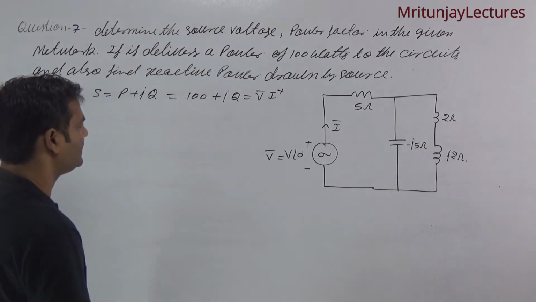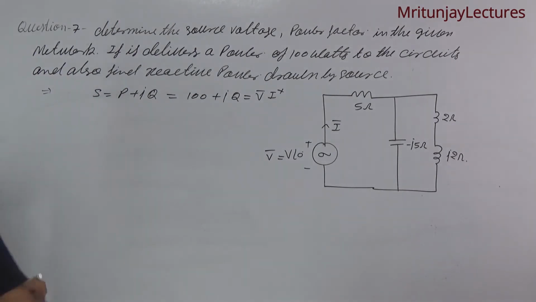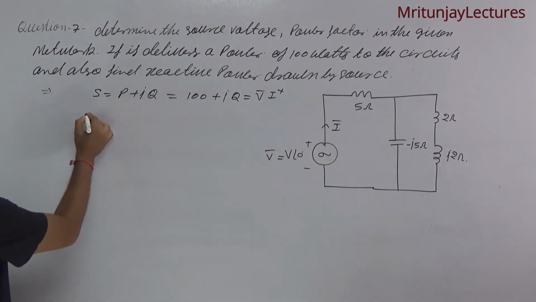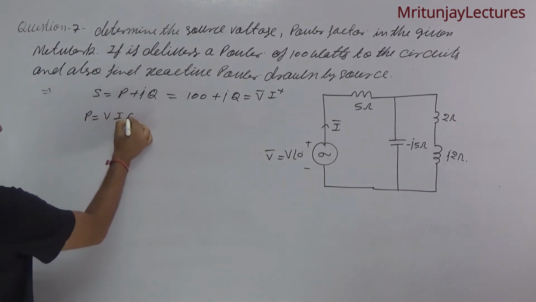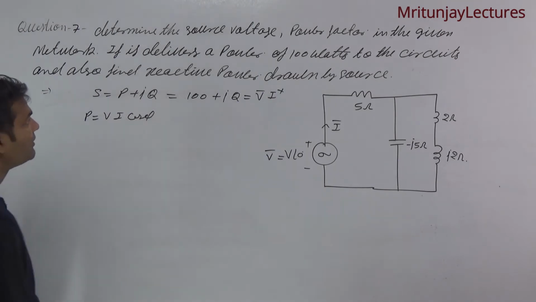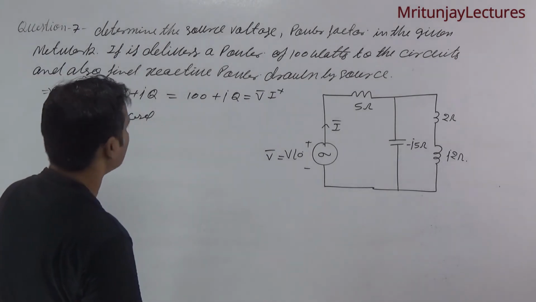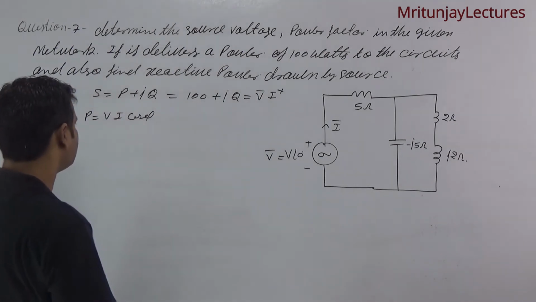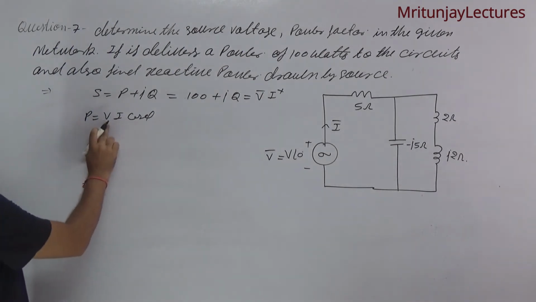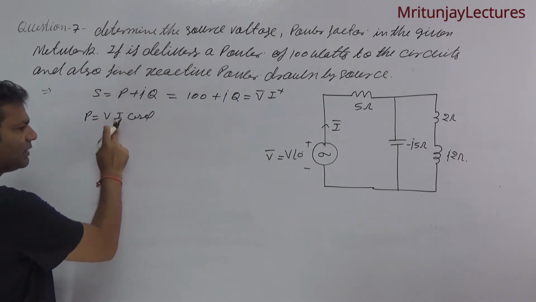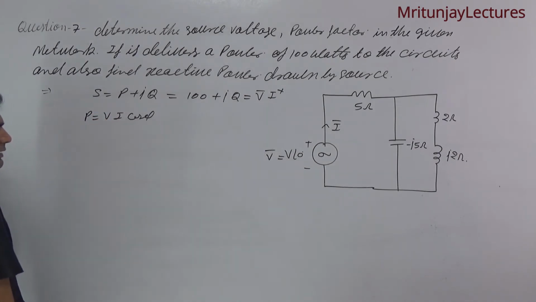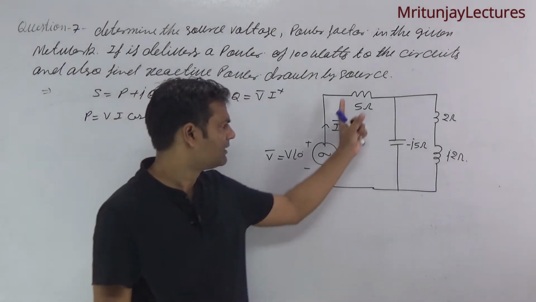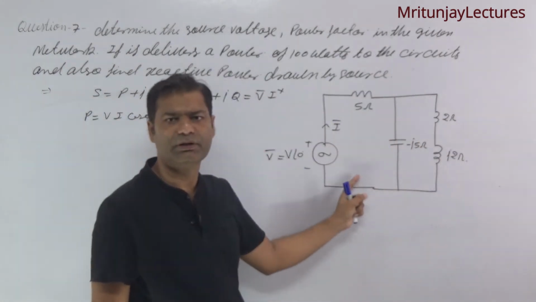How can we determine it? I know that P is equal to VI cos phi. Very simple. How can we determine cos phi? P is clear. What about V? I don't know. What about I? I don't know. And what about phi? I don't know. So first of all, determine the equivalent impedance corresponding to this.